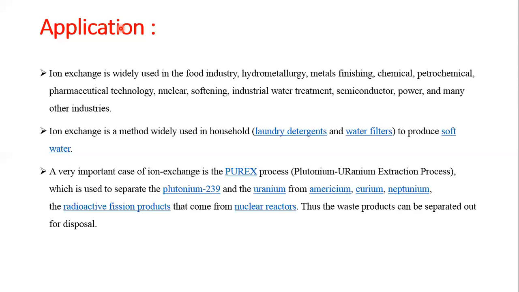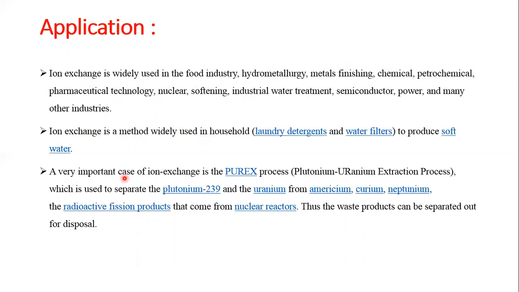Now let us see the application of the ion exchange process. Ion exchange is widely used in food industry, hydrometallurgy, metal finishing, chemical processes, petrochemical, pharmaceutical, nuclear field, softening process, industrial water treatment, and many other industries. It is also used in the household field to produce soft water.